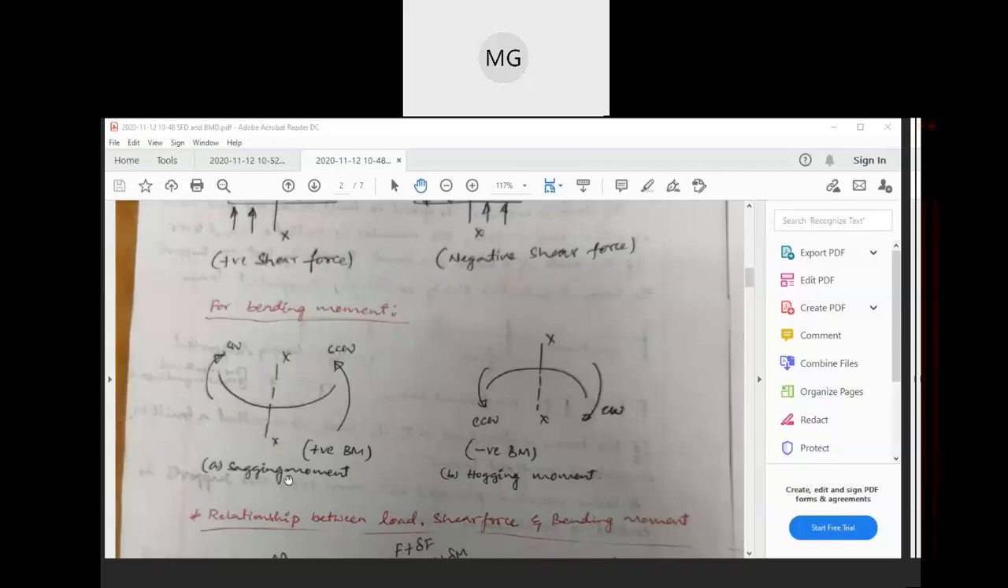Technically speaking, the bending moment to the right of the section is positive if the couple is acting in the counterclockwise direction. On the left of the section, if the couple is acting in the clockwise direction, then it is called positive bending. Here it is reversed. To the right, clockwise is negative, and to the left, counterclockwise is negative.